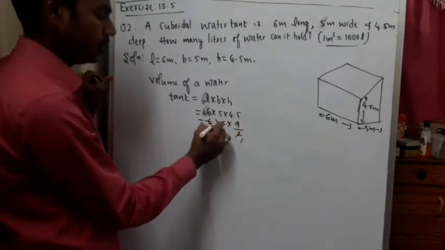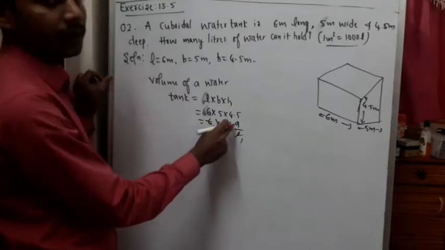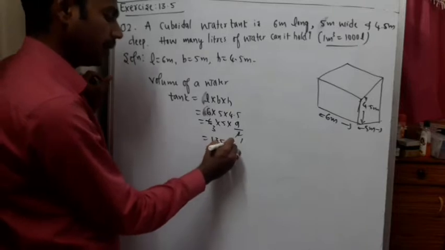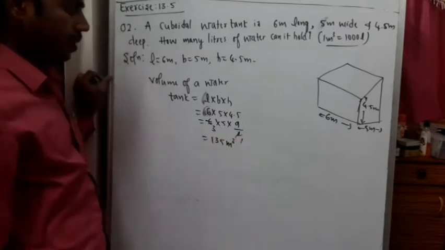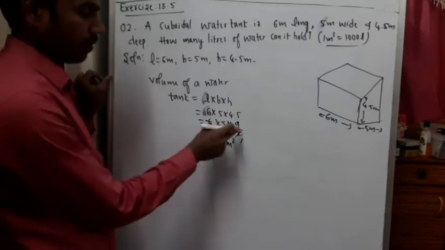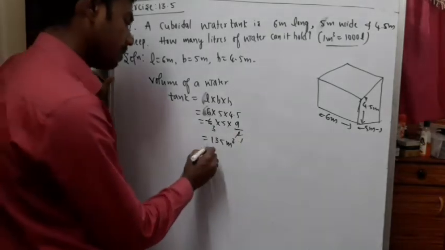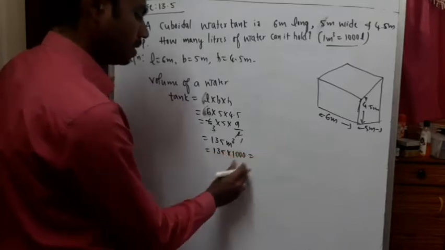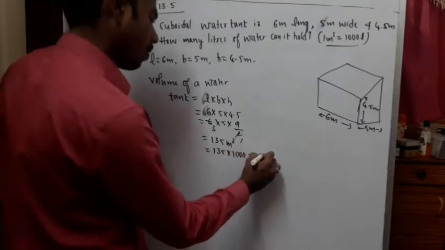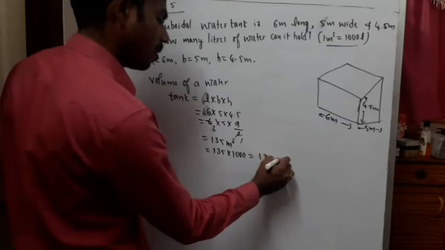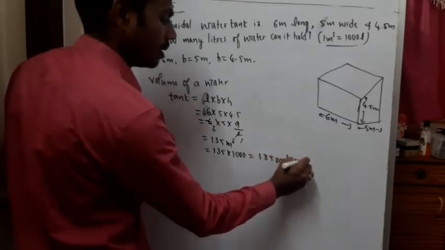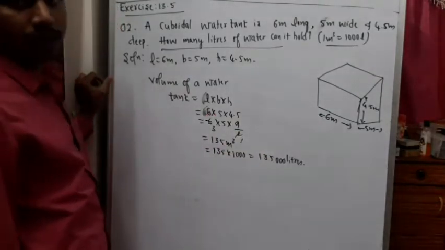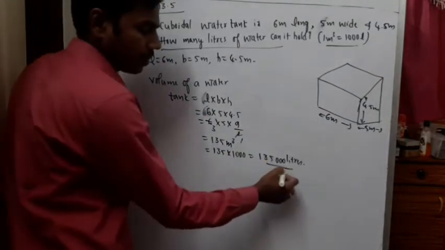2 ones are 2, 3 5s are 15, 15 nines are 135. 135 meter cube. 3 5s are 15, 15 9s are 135. So which is equal to 135 into 1000, which is equal to 1,35,000 liters. So what is the capacity of a tank? It can hold 1,35,000 liters of water. Please note this down.